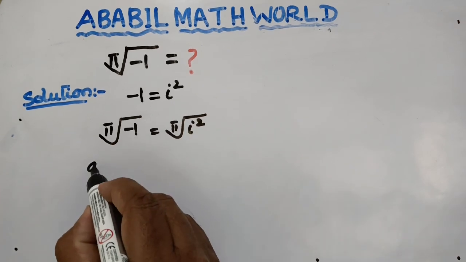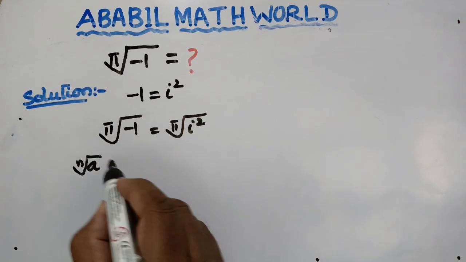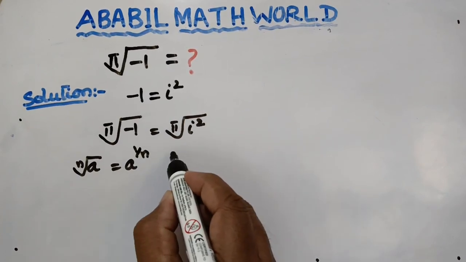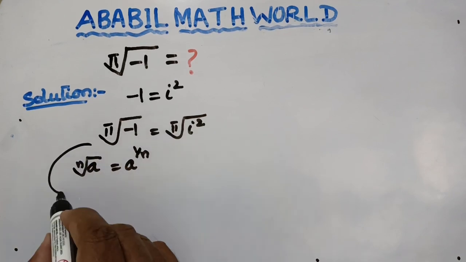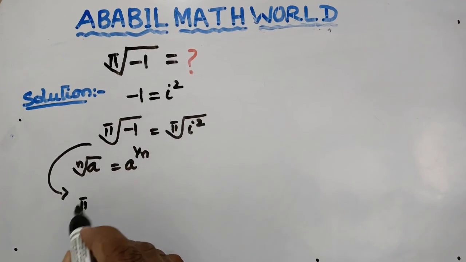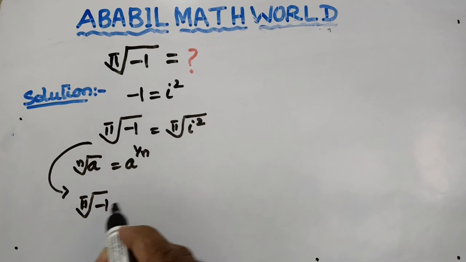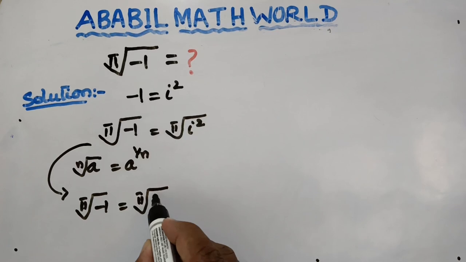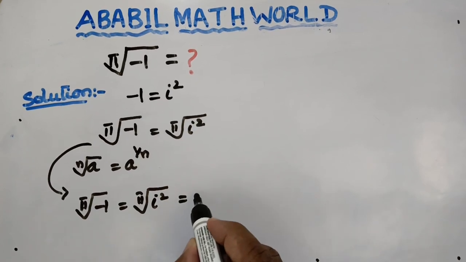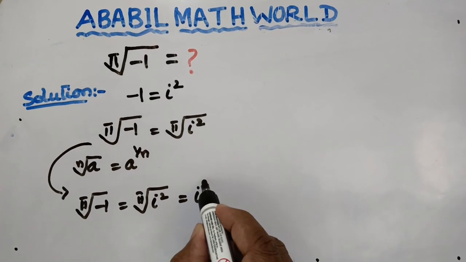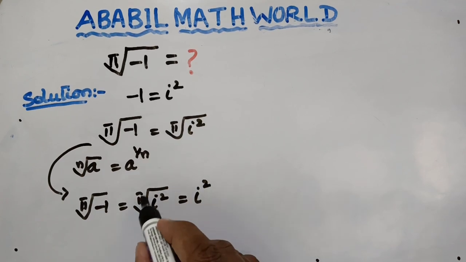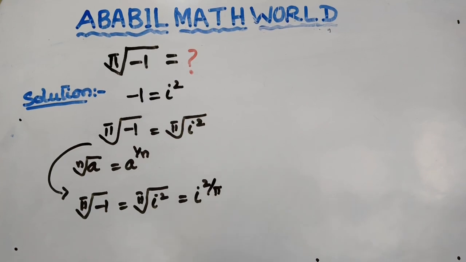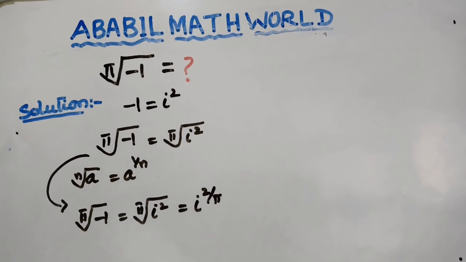and the nth root of a is equal to a to the power of 1 by n. So the pi-th root of minus 1, which is the pi-th root of i squared, can be written as i to the power of 2. This 1 by n becomes 2 by pi. i to the power of 2 by pi.